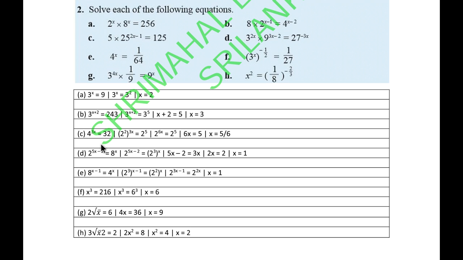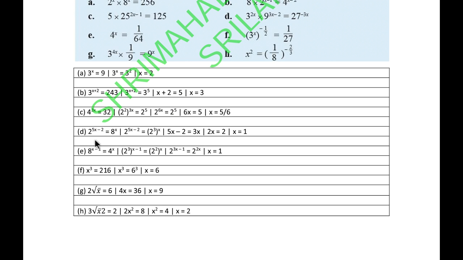Then the d part, it's 2 to the power 5x minus 2 equals 8 to the power x. So I'll write 8 as 2 to the power 3, into x. So that will be 5x minus 2 equals 3x. Then 2x equals 2, x equals 1.